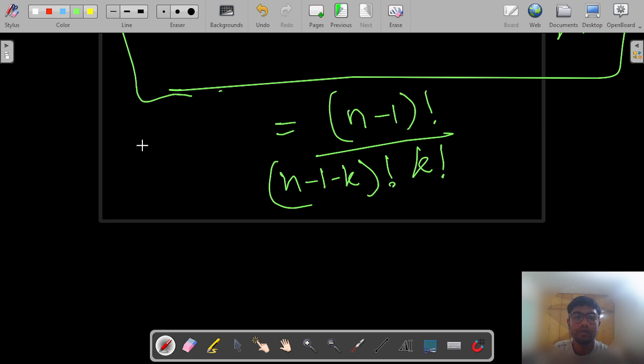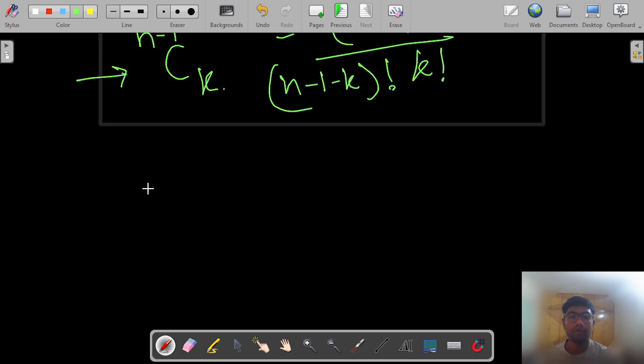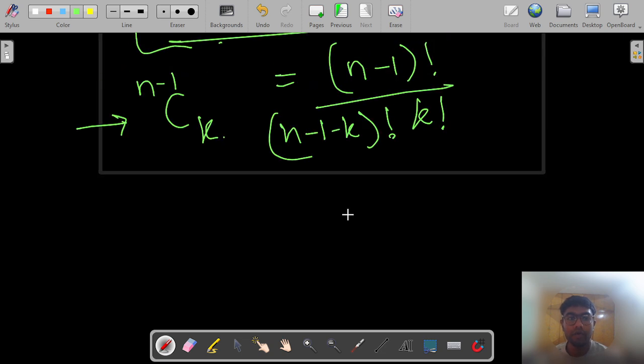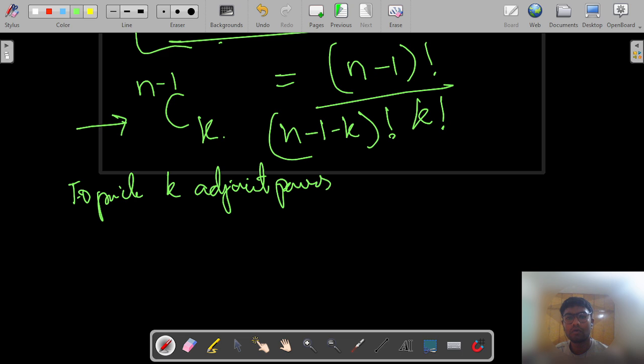Yeah, so this is n minus 1 C k. So this is the value. And we know that this is the formula if we want to calculate the number of ways to pick k adjacent pairs out of n minus 1 pairs.